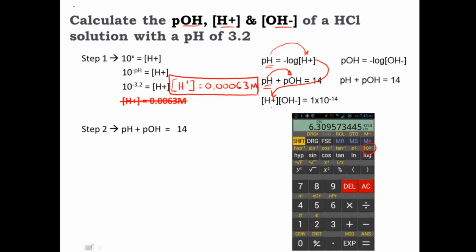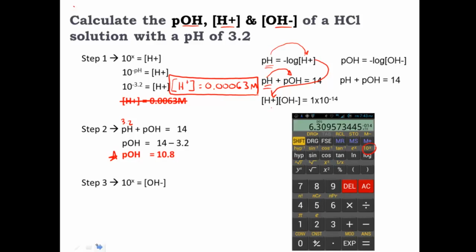Next, I'm also going to calculate the pOH, because I know the pH in this case is 3.2, and I know 3.2 plus pOH equals 14. When I rearrange the problem, the pOH equals 14 minus 3.2, and I can solve for the pOH. The pOH is 10.8.